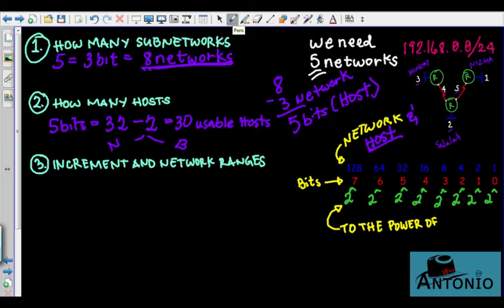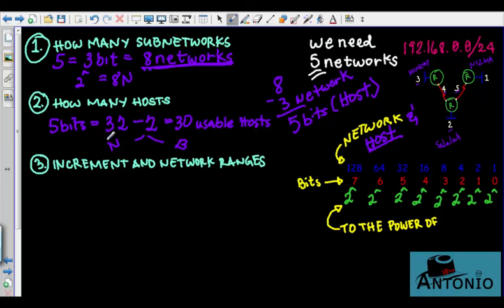First is how many subnetworks. We've got 3 bits, so 2 to the 3. Look down here, 2 to the power of 3 is 8, right? It is 8 networks, so that is correct.